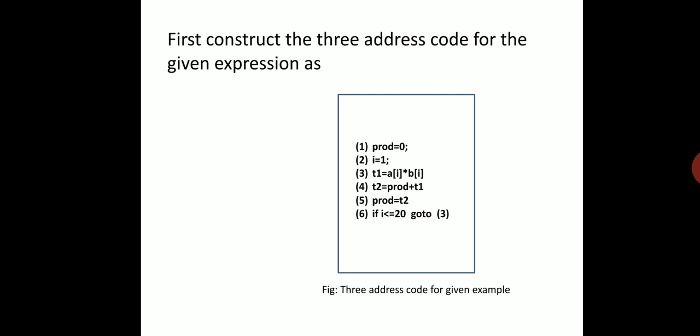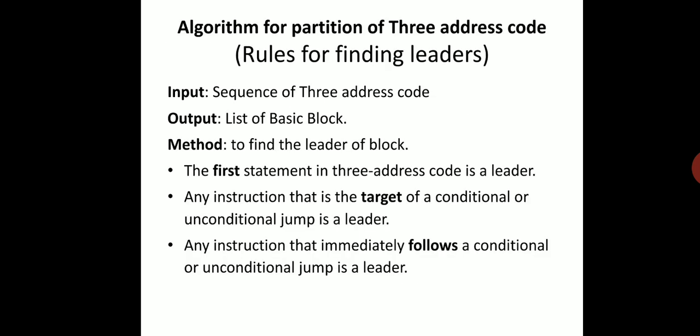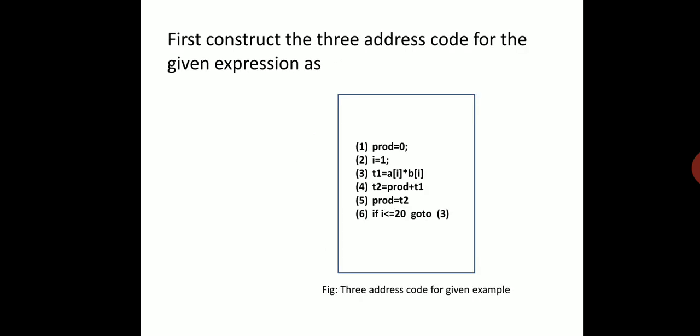Now we need to identify the leader statements, because this is not yet a basic block; these are only the 3 address code instructions we have written. We have to construct the basic blocks by applying these 3 rules, that is, by finding the leader statements. Now let us identify them. The first rule states that the first statement is always a leader statement. So here the first statement, statement number 1, production is equal to 0, is the leader statement. So we have got the first leader statement.